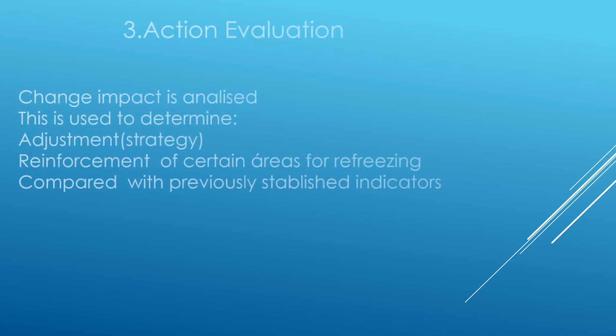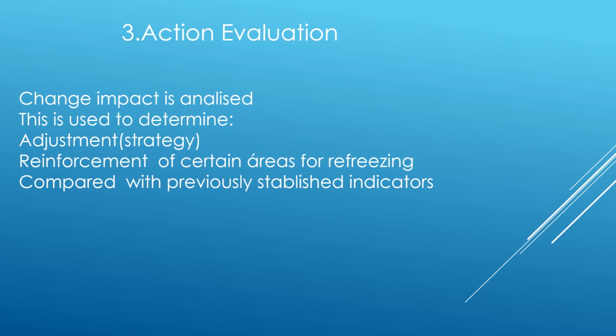We're talking about the research method. This is the second method. I would say the third part of this research method is the action evaluation. In the action evaluation, you analyze the change impact. This is used to determine the adjustment. You analyze the progress of the change and the impact of the change to determine your adjustment or strategy. Then you have to reinforce certain areas for refreezing.